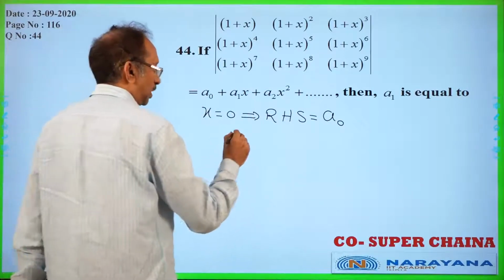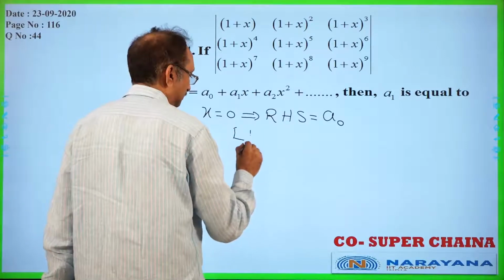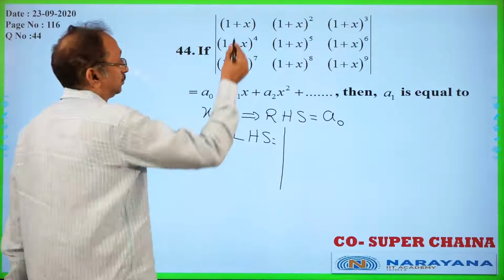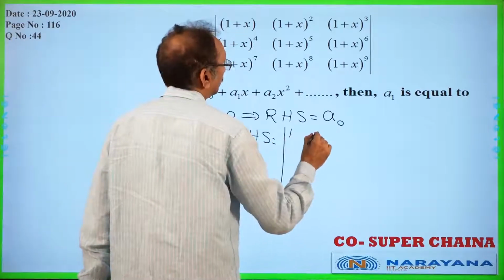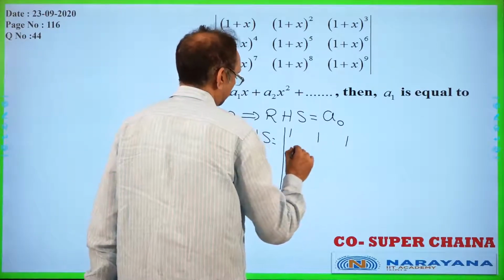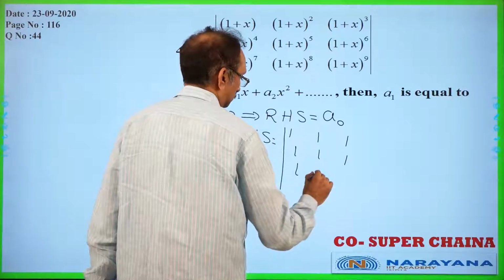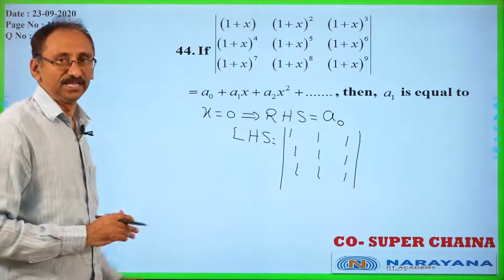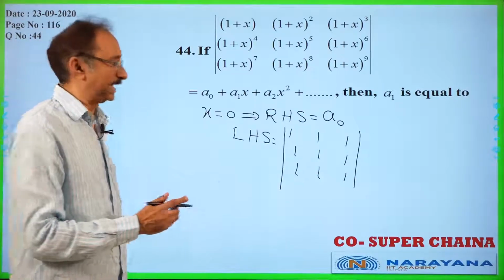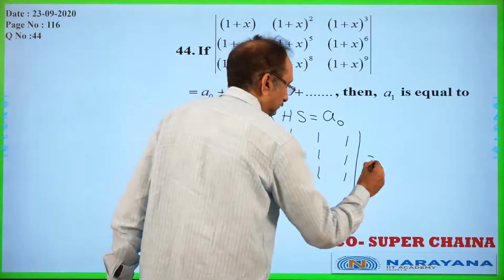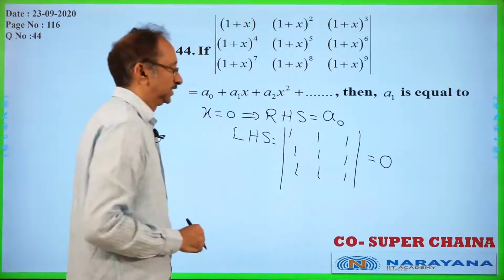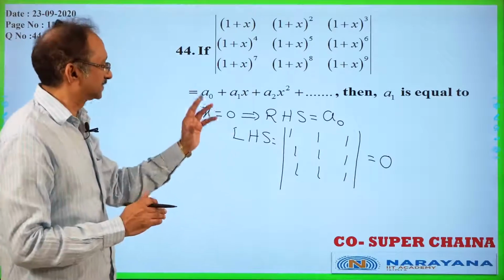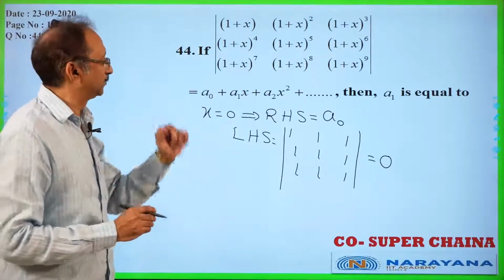And what does the left hand side become? So put x is equal to 0, 1, 1, 1. So that is the left hand side. Since two columns or two rows are identical, the determinant is 0. And therefore, a naught is equal to 0. But he is not asking about a naught. What is the value of a1?